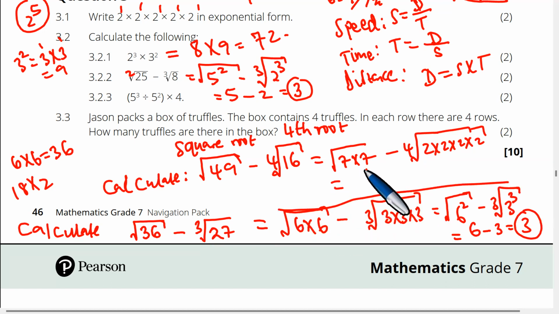So at this point, this is then 7 squared minus the 4th root of 2 to the 4th power. What is the square root of these? The square root removes a square, giving 7. The 4th root removes the power 4, giving us 2. What is 7 minus 2? It is 5.